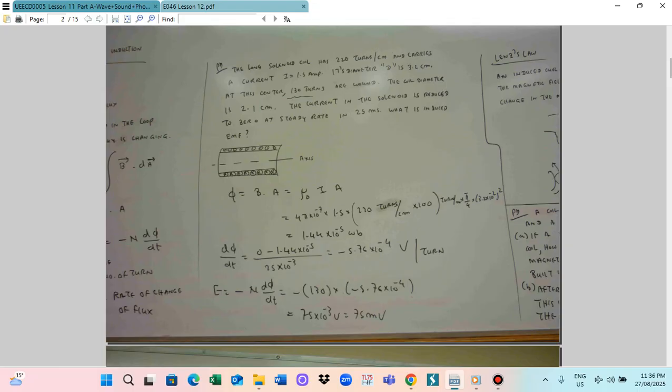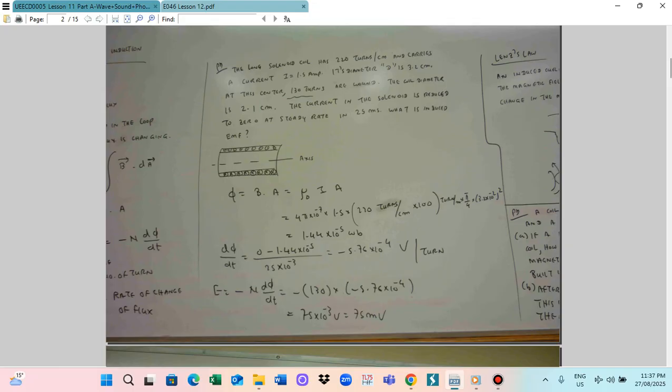The current is 1.5 amperes. The number of turns is 220 turns per centimeter, but since all units are in meters, we multiply by 100 to get turns per meter.